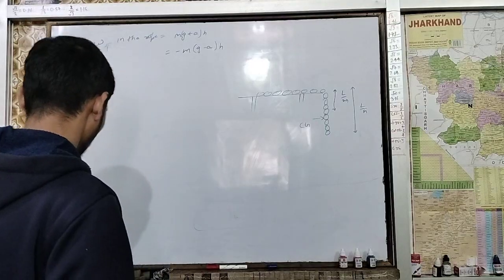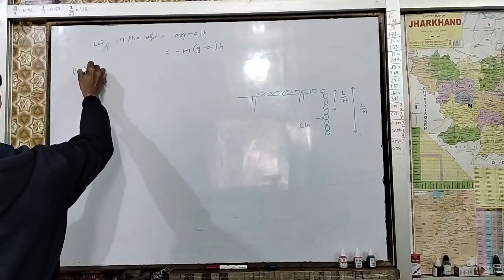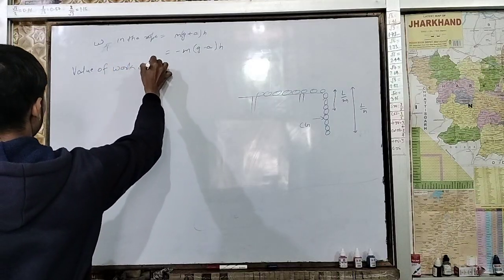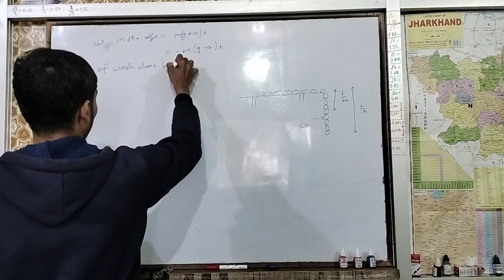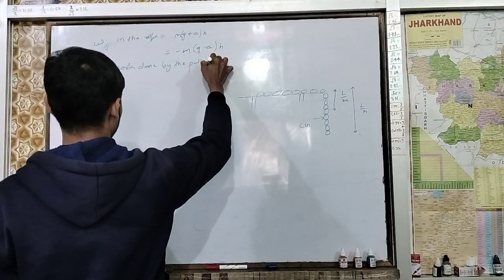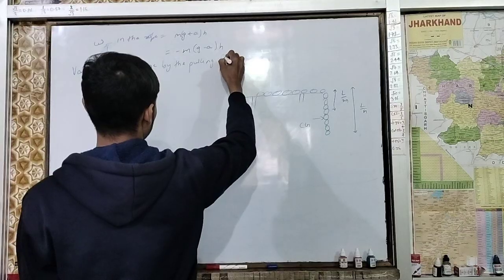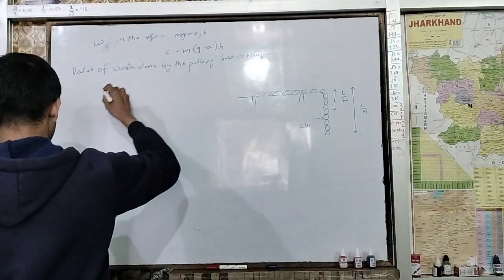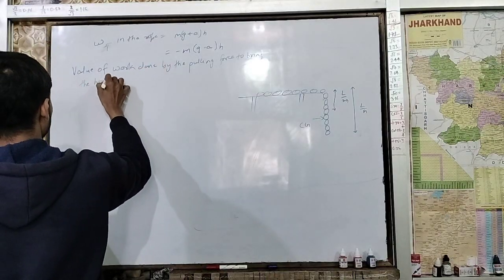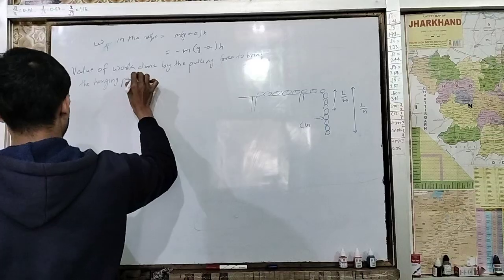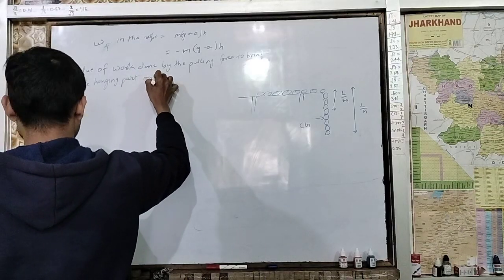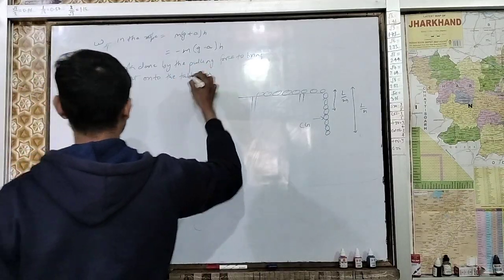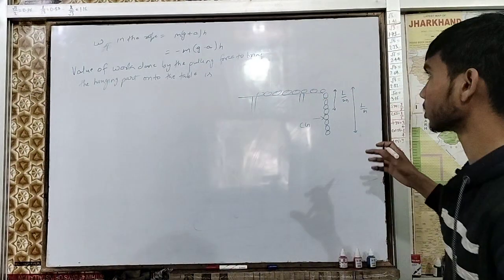It is asking for the value of the work done by the pulling force to bring the hanging part onto the table. What is the value of work done by the pulling force?